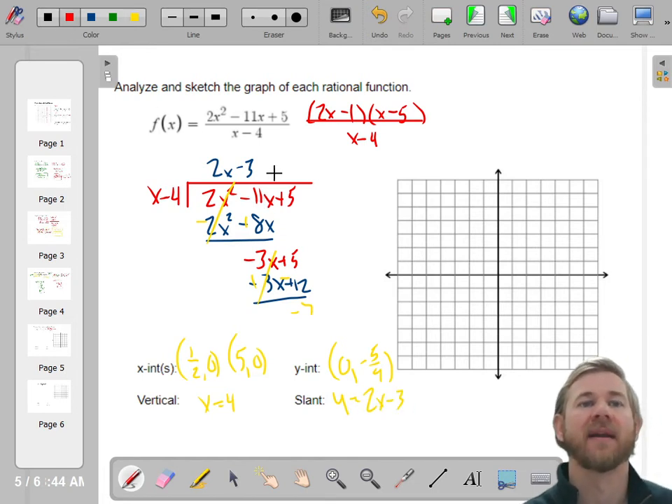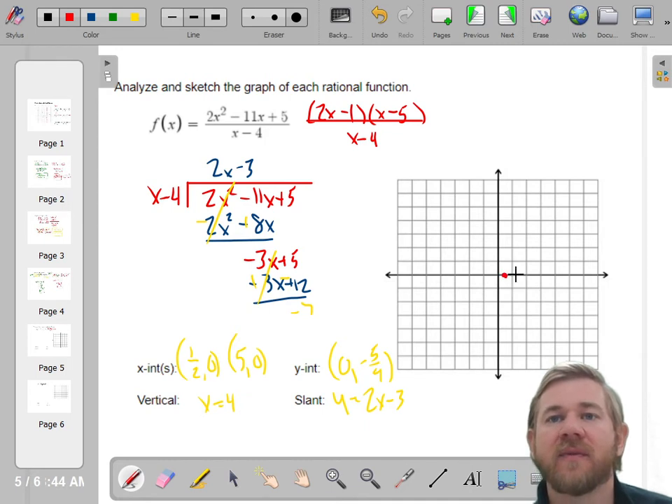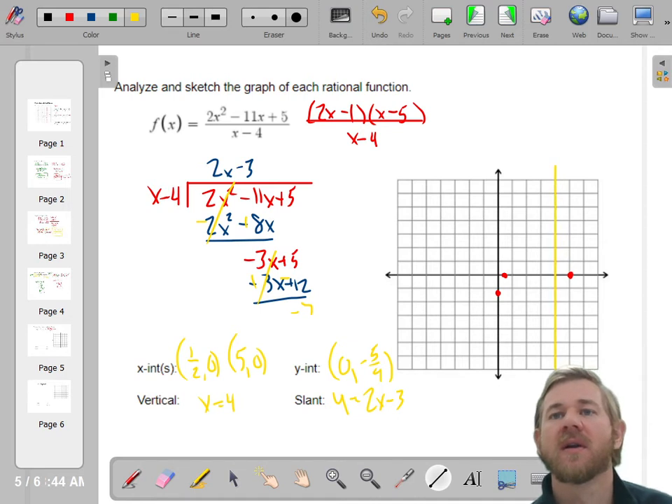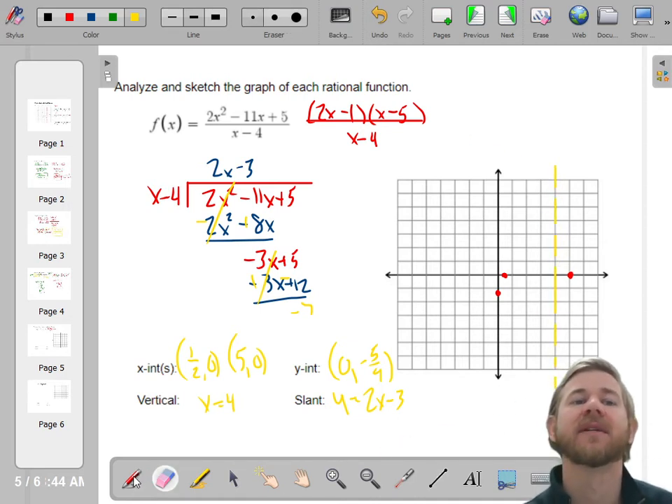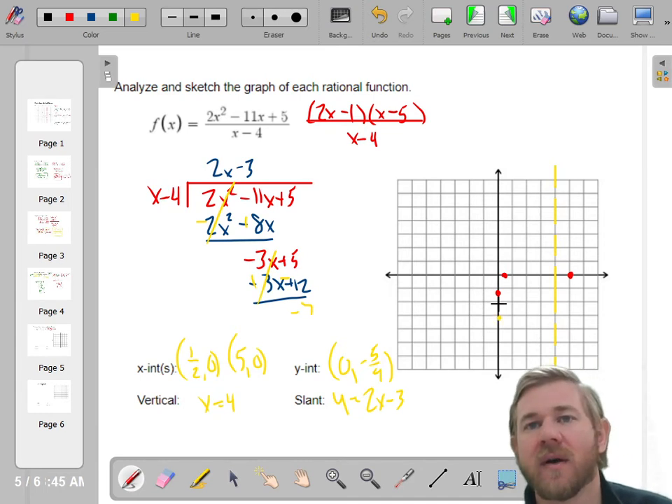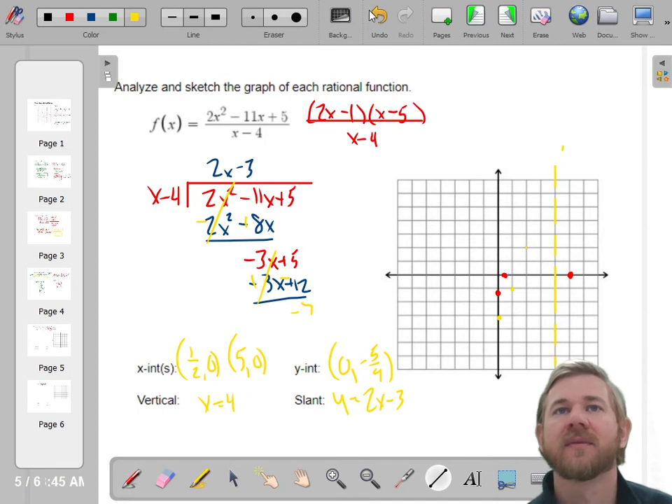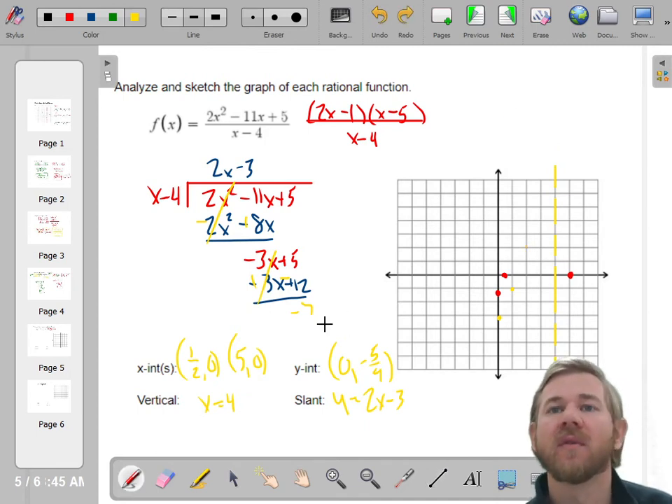So let's draw what we got. We got an x-intercept at 1/2. We got an x-intercept at 5. We have a y-intercept at negative 1 1/4. We have a vertical asymptote at 4. 1, 2, 3, 4. We have a slant asymptote, 2x minus 3. So that means start at negative 3 and go up to get your slant asymptote. Up 2 over 1. There.